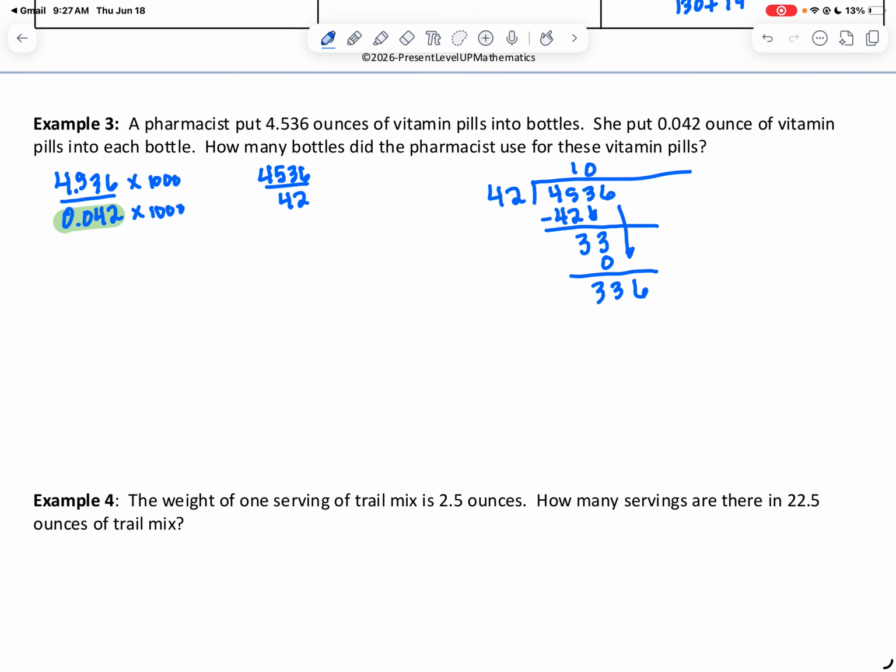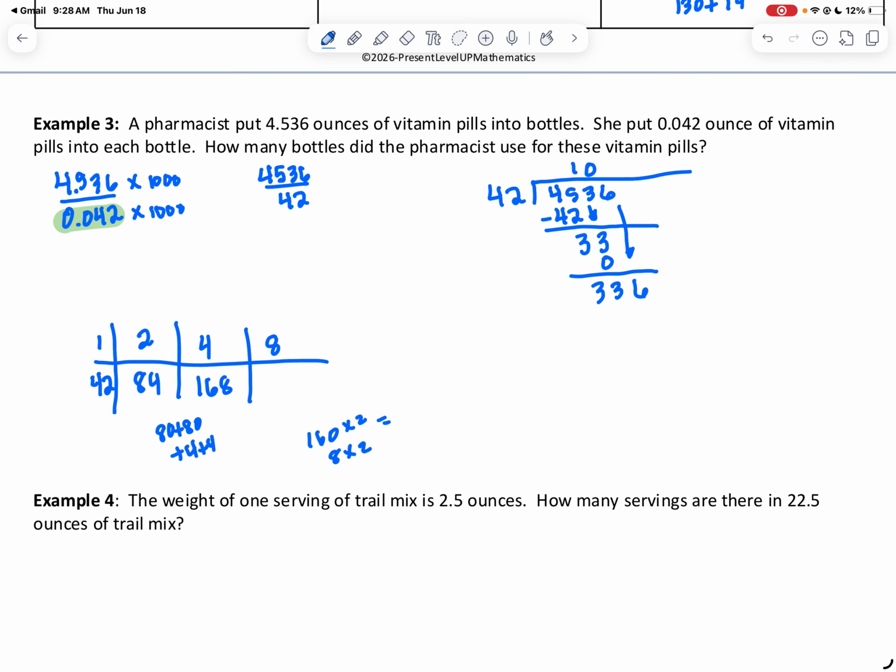So 42 into 336. I'm going to use a little ratio chart here. 1 times 42 is 42. If I double that, I get 84. I'm trying to get to 336. If I double that again, 80 plus 80 and 4 plus 4, that would give me 168. All right. If I doubled 168, if I doubled 4, I'd get 8. What would I get if I doubled 168? So that would be 160 doubled, which would be 320, plus 8 doubled is 16. Oh, what do you know? 336. So this was the number I needed. So 8 times 42 is 336 with the remainder of 0. So the pharmacist would need 108 bottles.